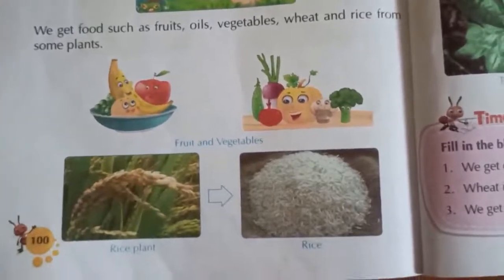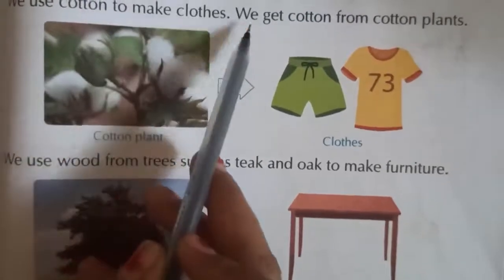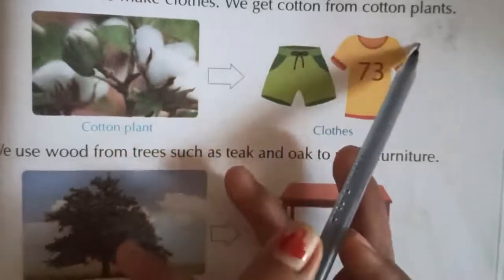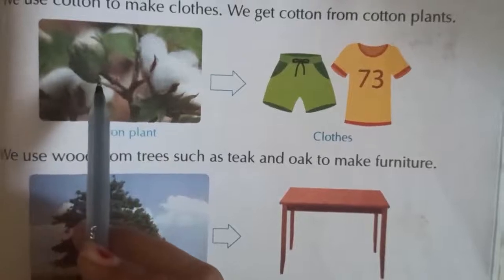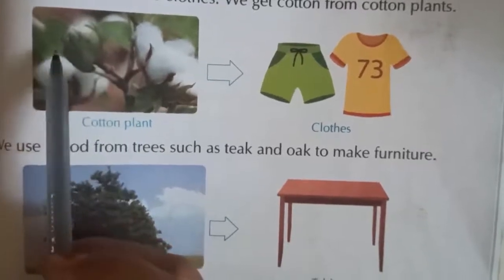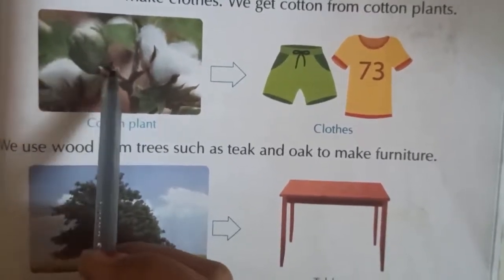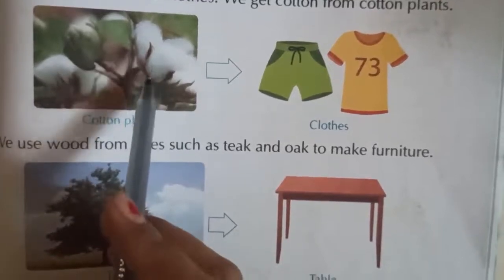See the next point. We use cotton to make clothes. We get cotton from the cotton plants. So plants also provide us the cotton which is used to make clothes. So plants also give us the clothes.